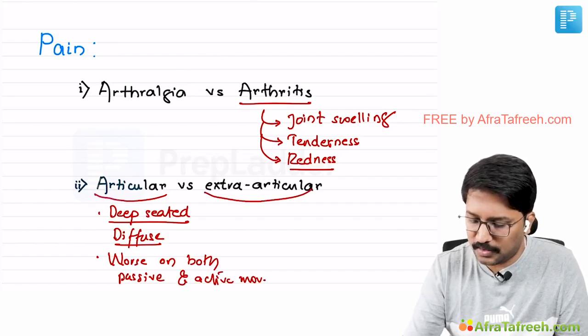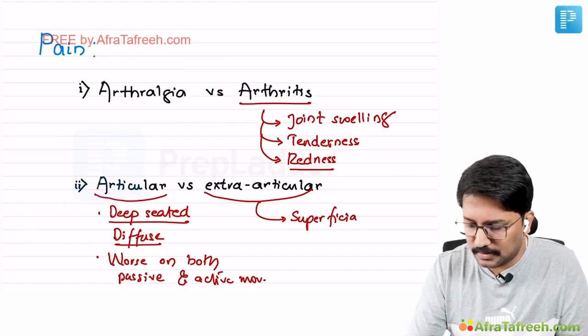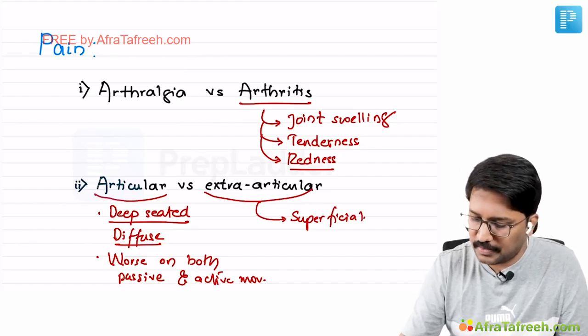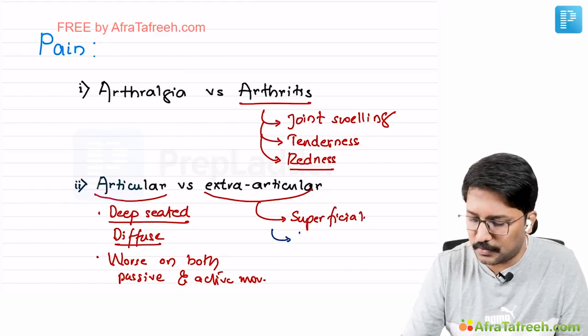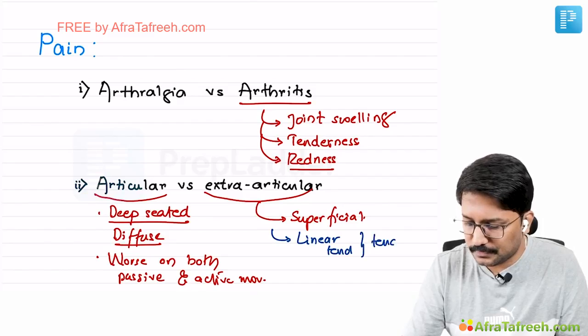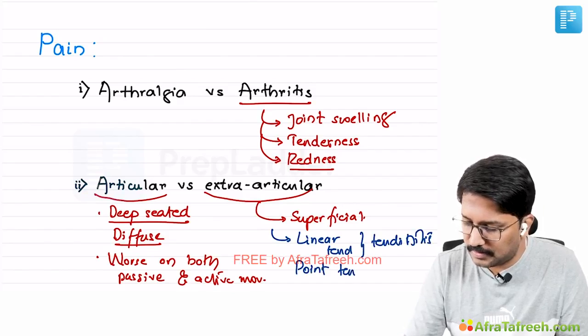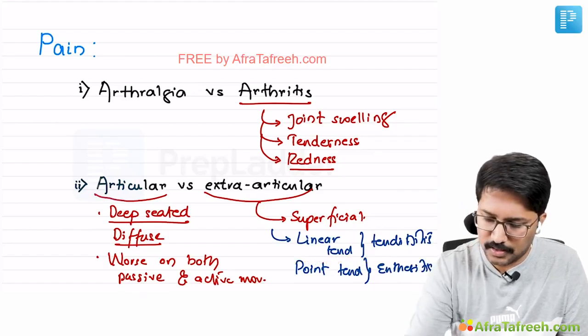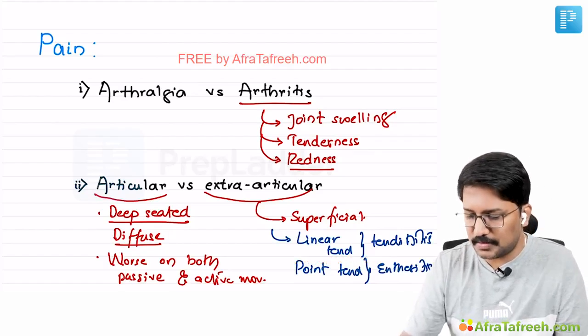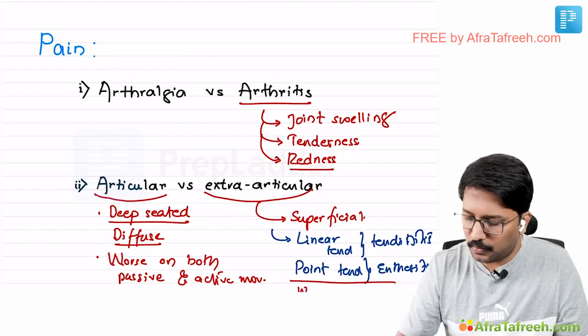On the other hand, extra-articular pain is usually superficial because the structures are superficial, right? And patients might have a specific area of distribution of the tenderness. For example, there may be linear tenderness if the patient is having tendinitis. The patient may have point tenderness if the patient is having enthesitis, right? And the last point I wanted to tell you is that this pain, which is superficial, may be associated with linear or point tenderness, and the pain is usually worse only on active movement.